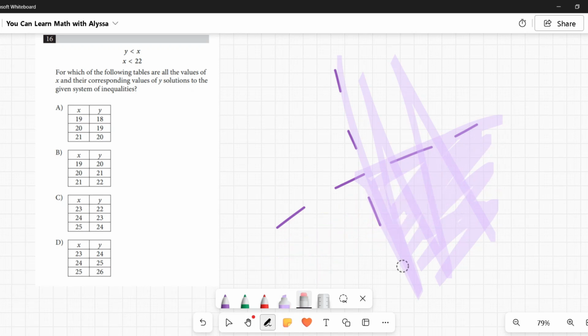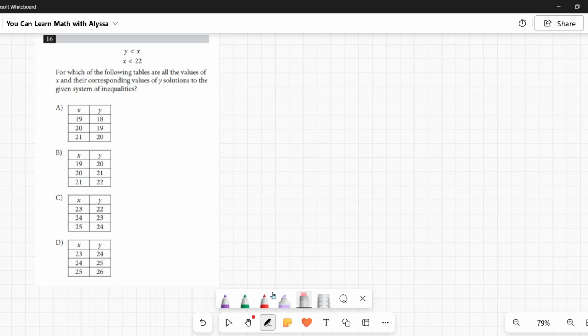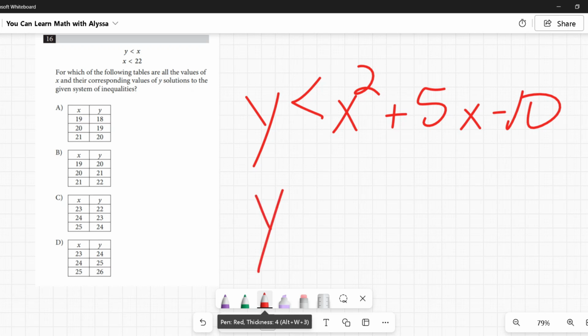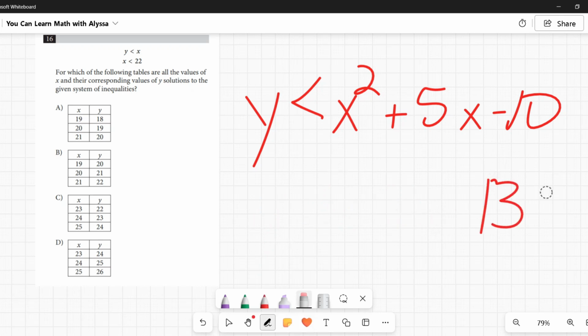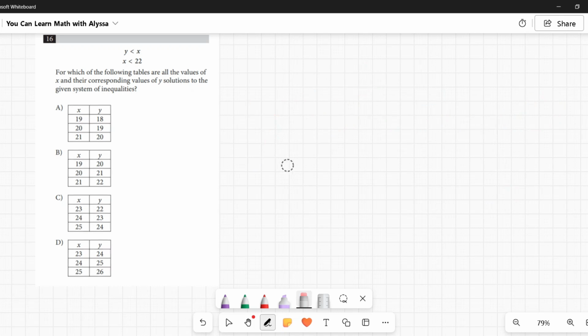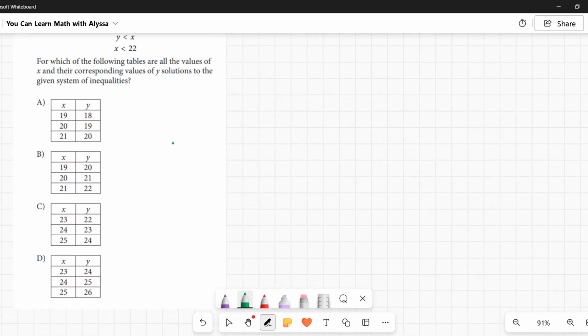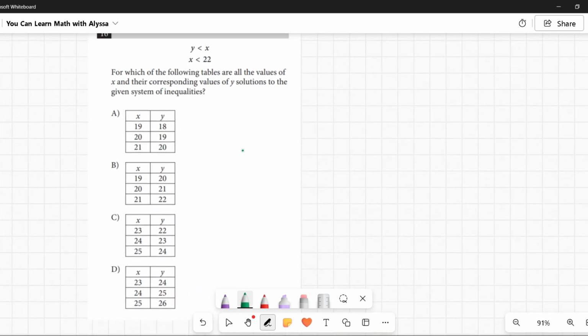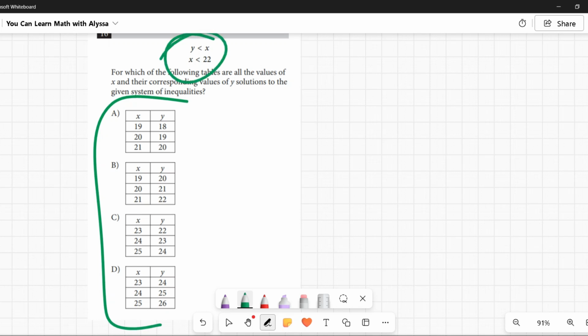And where those shades overlap, that would be the area where all the solutions to the system of inequalities are found. Now, if this was a more complicated setup, like y is less than x squared plus 5x minus 10, and also y is less than or equal to 5x minus 13, then yeah, I would say you could put that in your calculator and see where the shaded parts overlap and look for which of these fits it. But as it is, I would not recommend that. Don't waste your time putting it in a graphing calculator. I would just look at my answers and see which of them fits this bill.